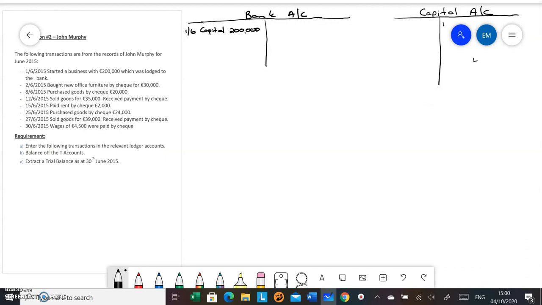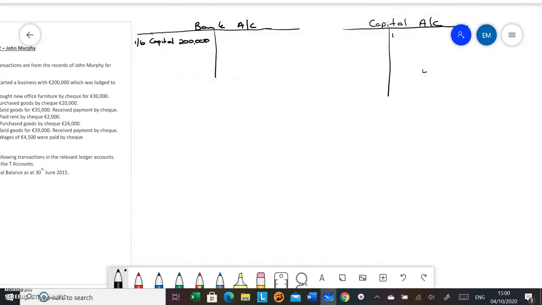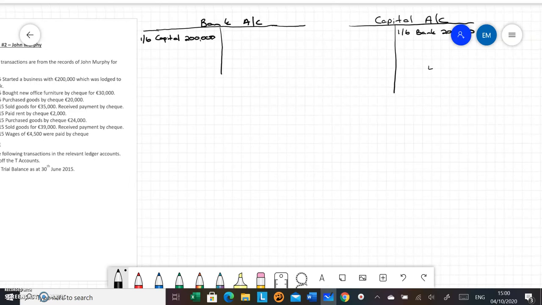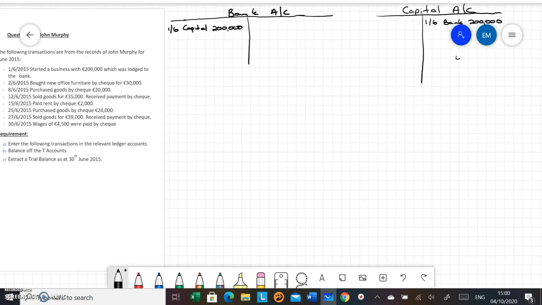1st of June, bank, €200,000. And that is the first transaction.